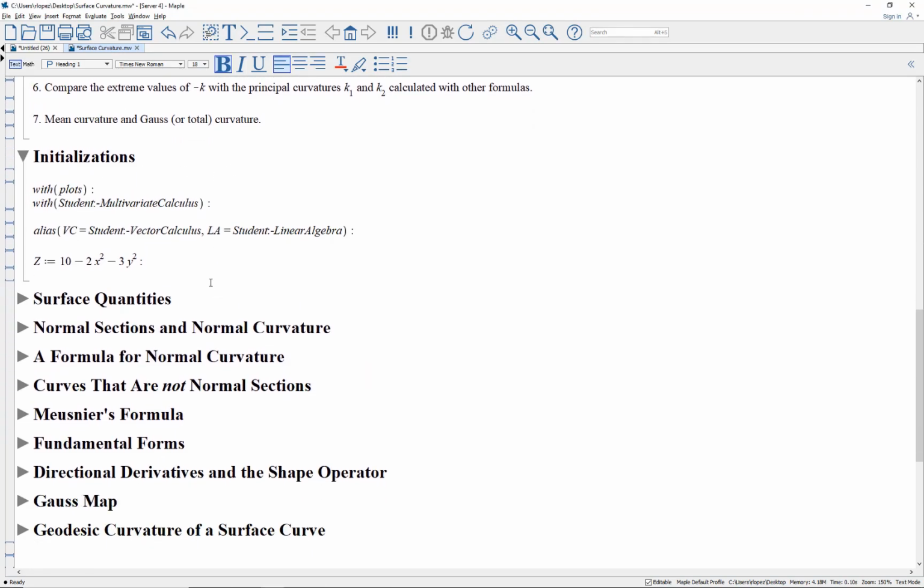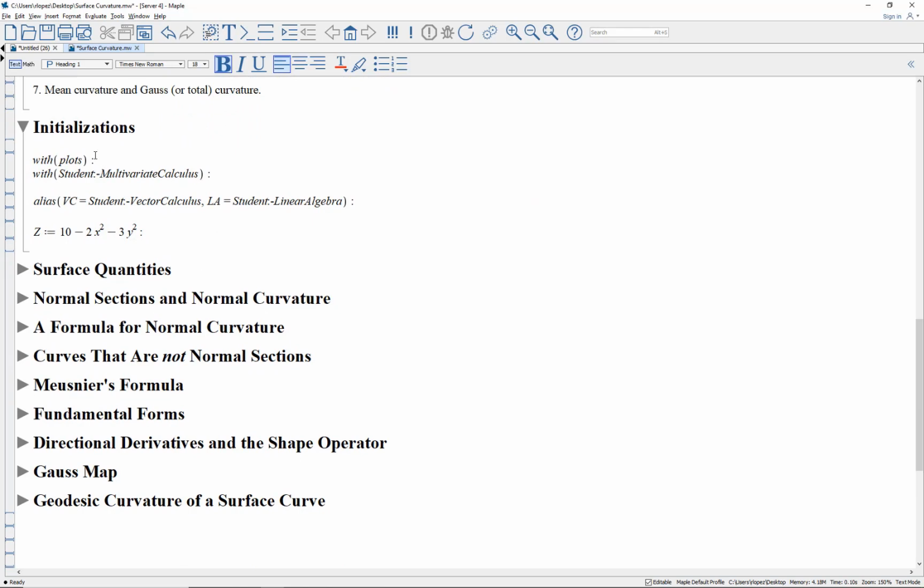So now I'm getting ready to start working in Maple. I'm going to use the plots package. I'm going to draw some pictures. And primarily I'm working in the Student MultivariateCalculus package, but there are some commands in the VectorCalculus package and some commands in the LinearAlgebra package that I had to reach out to. These packages have commands in common, and you get all muddled up if you're not careful. So when I want something in either of these two packages, I alias this long name to something shorter. So VC, the vector calculus, LA, linear algebra, and then for the surface, I use uppercase Z.